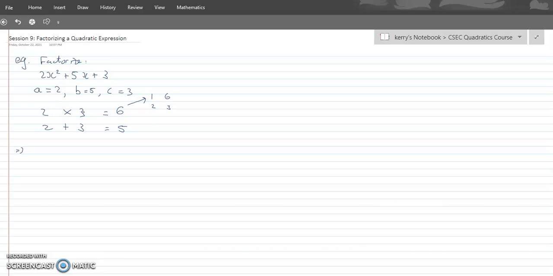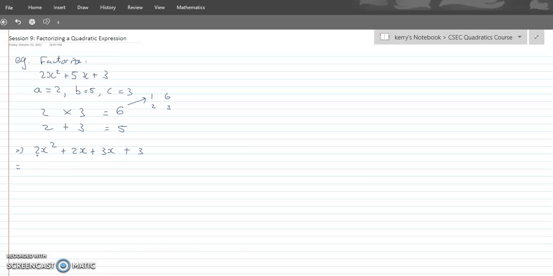We are taking these two numbers and breaking up 5x into these two numbers. So it becomes 2x squared. It doesn't matter which one you put first. You can put 3x first, or you can put 2x first. So 2x squared plus 2x plus 3x plus 3. 2x plus 3x is 5x. And now this is one of the 4-term factorization by grouping problems that we did before for the last 2, maybe 3 sessions.